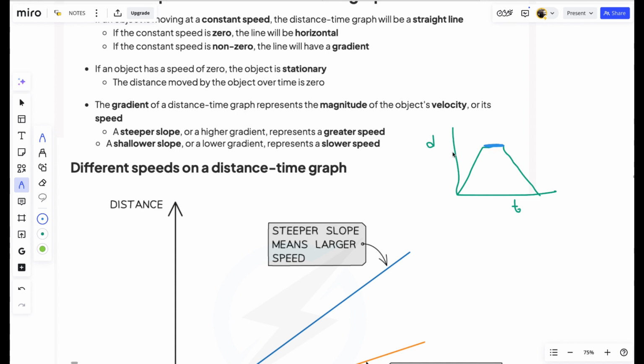But in a distance time graph, it means the object is at rest, it's not moving at that point. Let's say here is 5 meters, and here is, let's say, 4 seconds. Let's say here's 2 seconds. So between these points, the object is not moving, it's at rest.